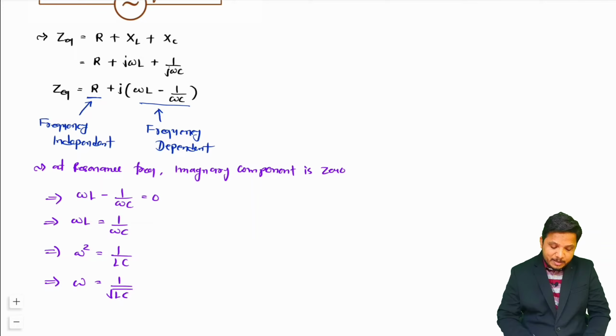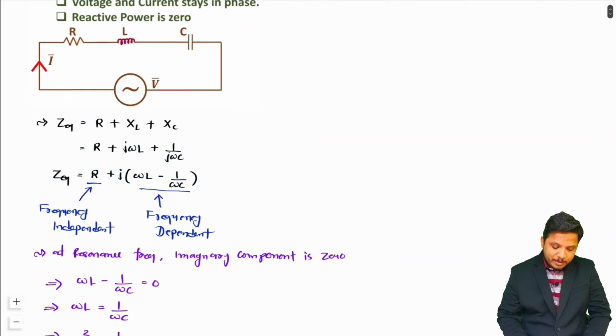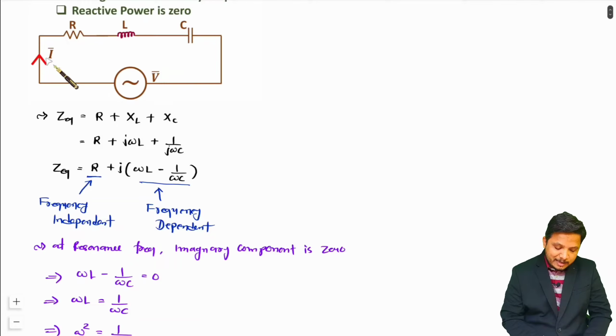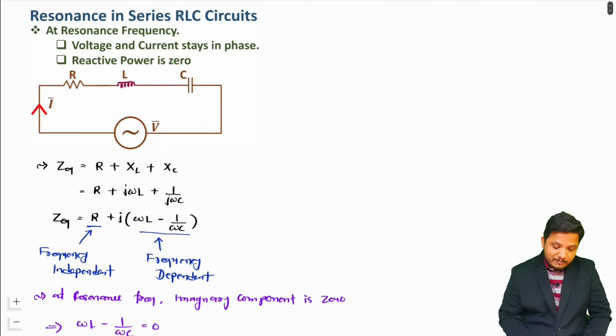in that case the imaginary component will be 0, and as the imaginary component is 0, your impedance will be only resistive impedance. And for resistive impedance, you should know voltage and current will remain in the same phase. And as they remain in the same phase, reactive power will be 0.